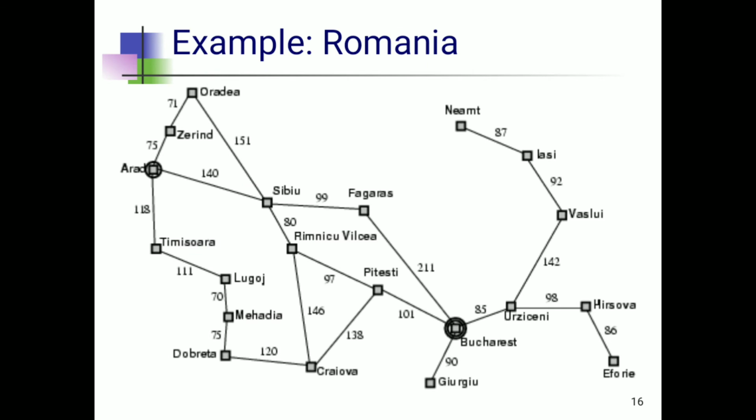So in this diagram, the map of Romania is represented. Here the current location is Arad, and from Arad we have to reach the Bucharest city with the path which has the minimum path cost.